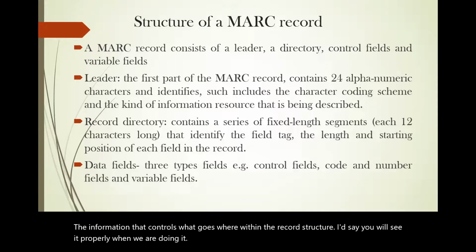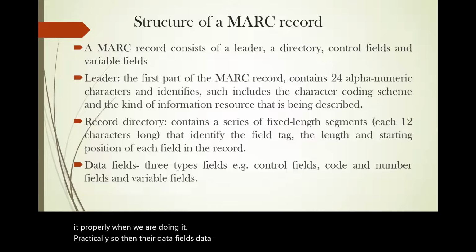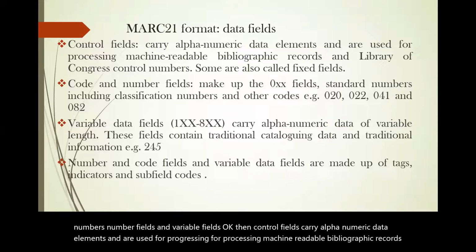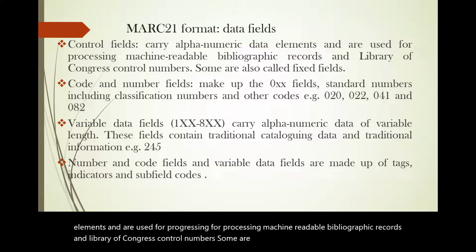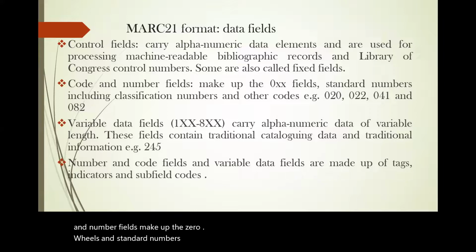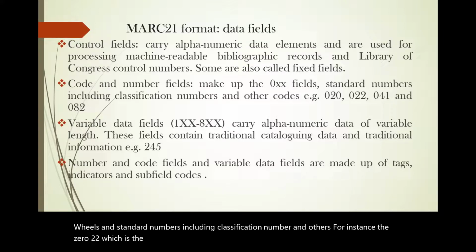Then there are data fields, of 3 field types: control fields, code and number fields, and variable fields. Control fields carry alphanumeric data elements and are used for processing machine-readable bibliographic records and Library of Congress control numbers. Some are also called fixed fields. Code and number fields make up the 0xx fields and standard numbers, including the classification number and others. For instance, the 020, which is the ISBN, the ISSN, the cataloging source, and the Dewey Decimal Classification number.